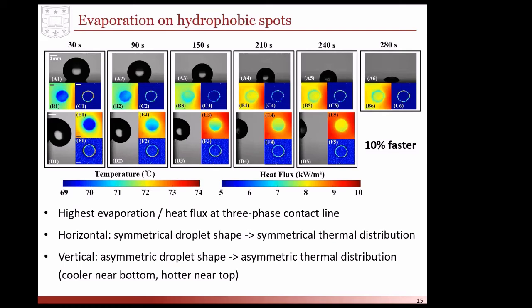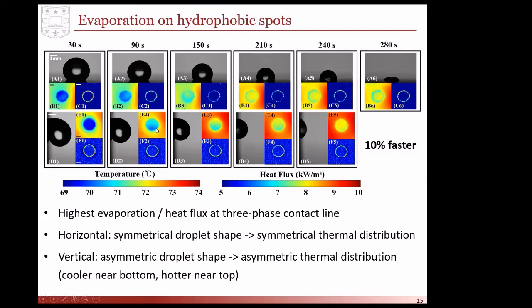Now, because we have the sticky hydrophobic part in the center, we can actually take our sample and just flip it 90 degrees and look at evaporation on a vertical surface. And the first thing that we notice is that the evaporation of the same droplet volume was actually 10% faster. So that was the first puzzling result that we found here.